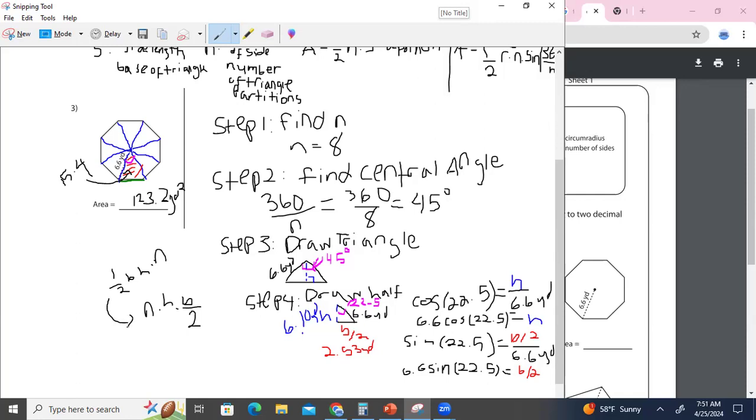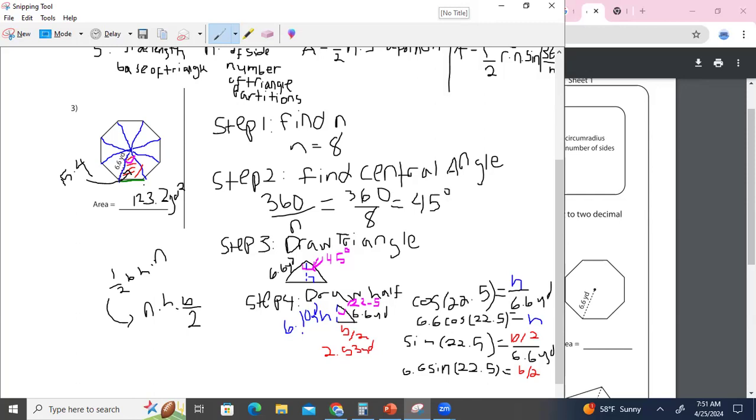So once you know half of your base, multiply that by your height, find out your height first. To me, that's the most straightforward. And that'll be like cosine of your angle times your hypotenuse. And then find out what half of your base is, multiply those two, and that'll give you the area of one of your triangles, then multiply by how many triangular partitions you have, or the number of sides. So that's how you do it.